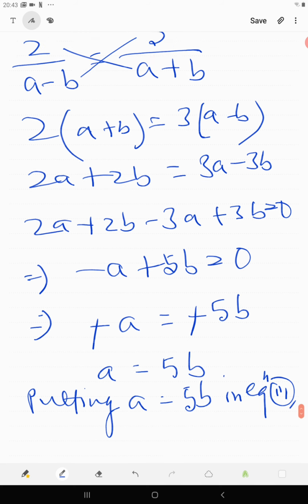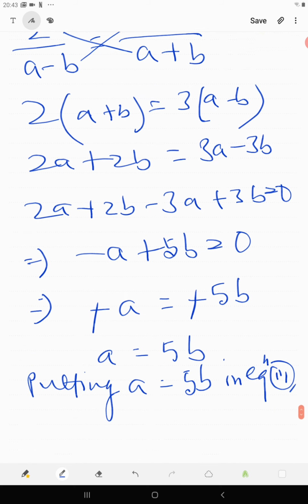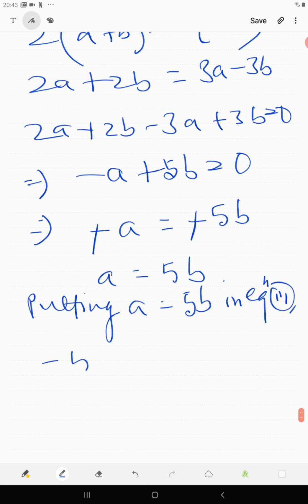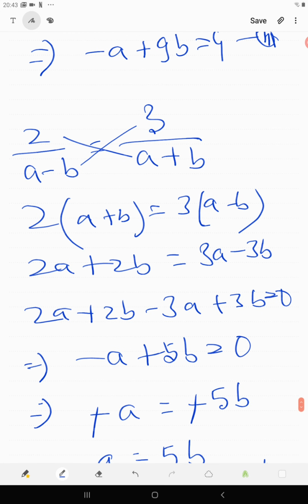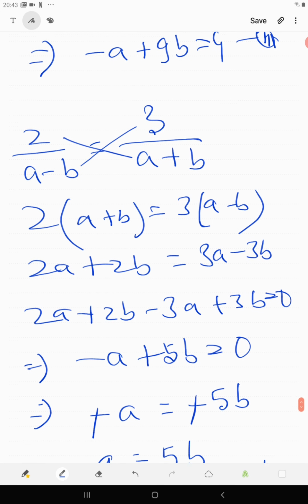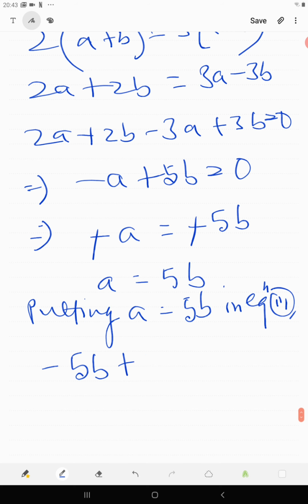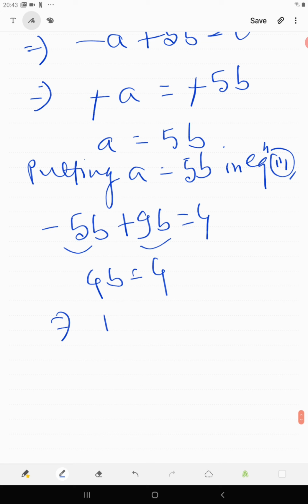We have equation 3 as minus a plus 9b equals 4. Minus a means minus 5b, because a is 5b. Then the remaining stays as it is, plus 9b equals 4. So minus 5b plus 9b is plus 4b, because 9 is bigger, so 9 minus 5 is 4. So 4b equals 4, so b equals 4 by 4, so b equals 1 we got.